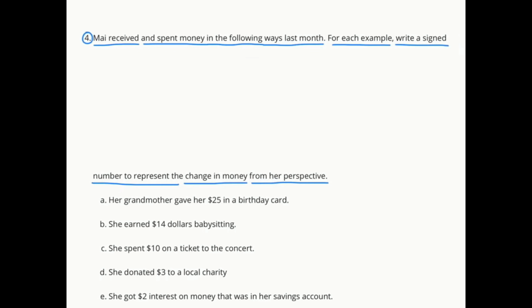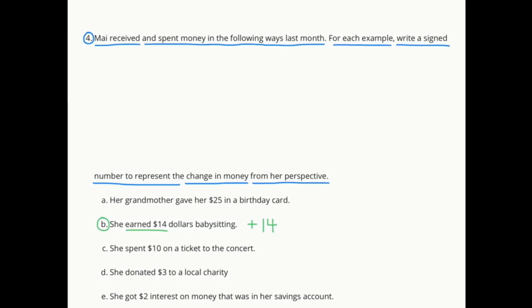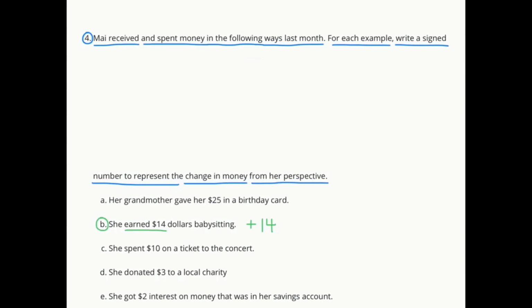Number 4. My received and spent money in the following ways last month. For each example, write a signed number to represent the change in money from her perspective. A. Her grandmother gave her $25 in a birthday card. That would be +25 or 25. B. She earned $14 babysitting. $14 babysitting would be positive 14 or 14.